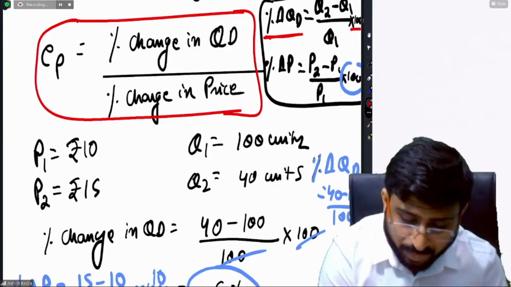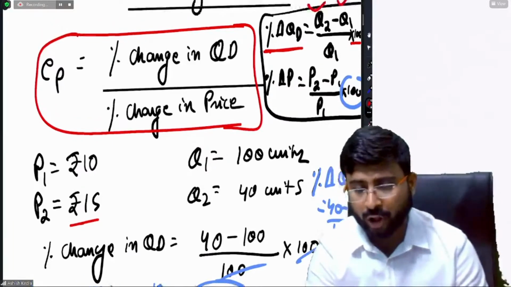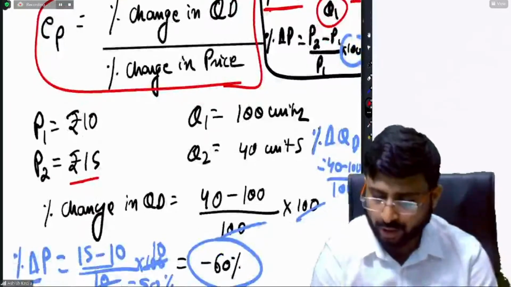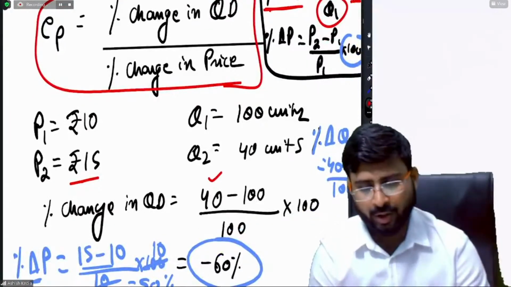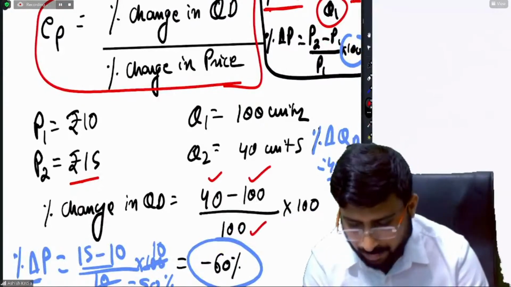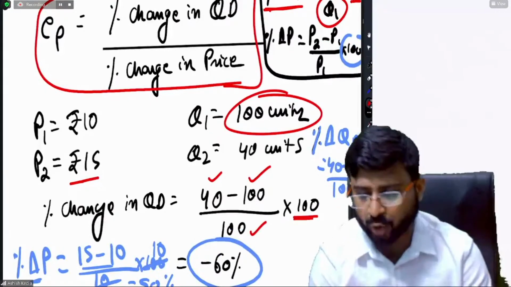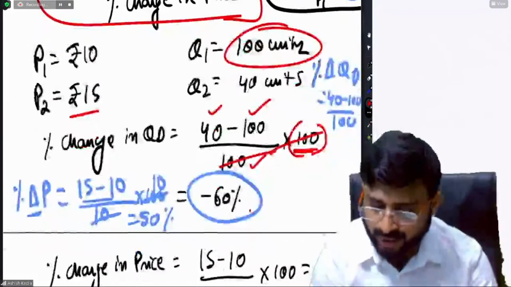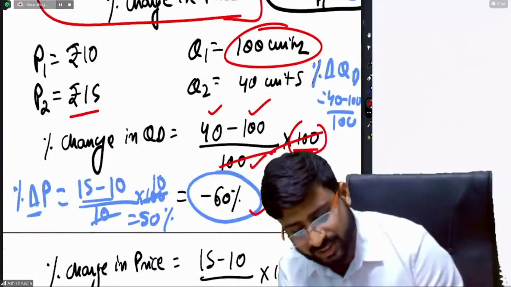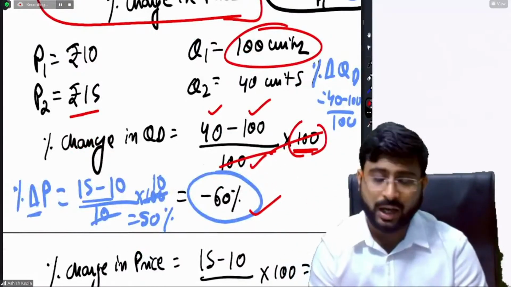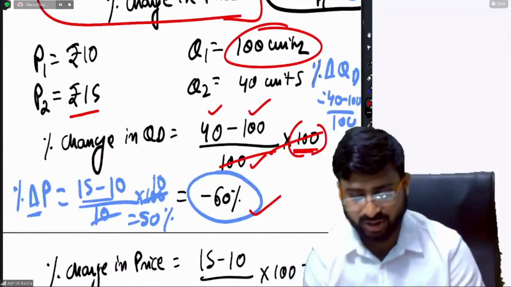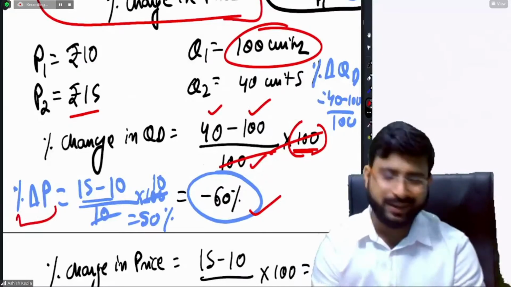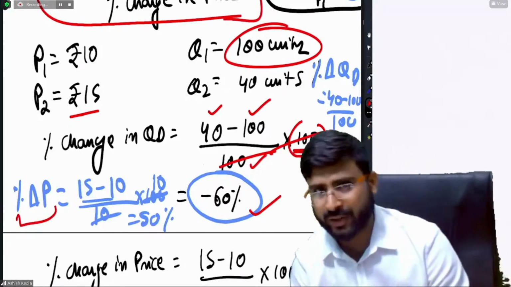Now, what is the percentage change in quantity? I taught you now, new quantity minus old quantity by old quantity into 100. So the new quantity is 40, old quantity was 100, divided by 100, that is the old quantity, into 100. This 100 is for percentage conversion. So 100 gone, it became minus 60%. What does minus 60% mean? It means quantity has fallen by 60%. Minus means fallen.